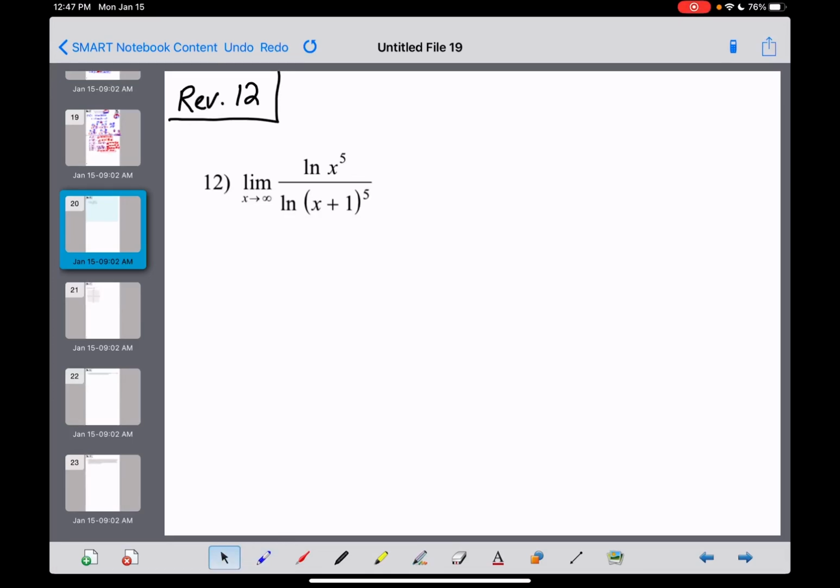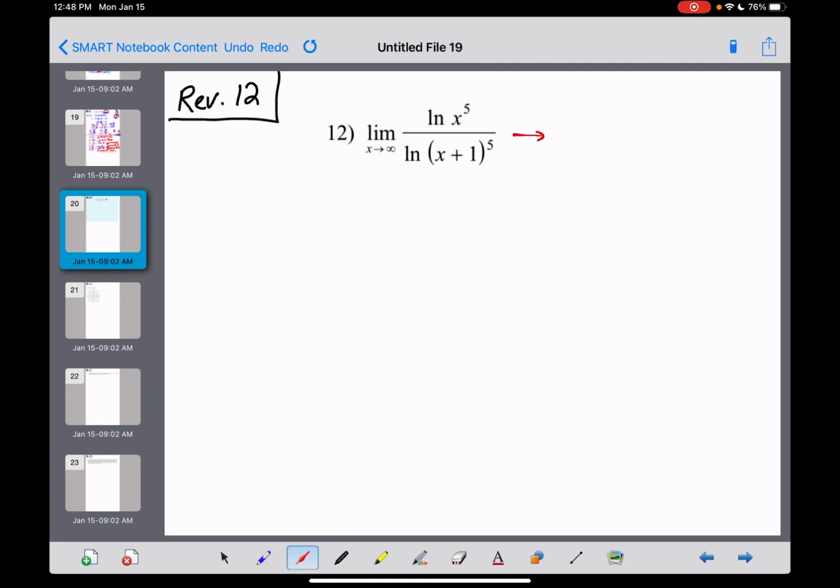Okay, problem 12 on the review worksheet. They were nice enough to tell you that you're supposed to evaluate this limit using L'Hopital's rule. Honestly, though, they don't really need to tell you that. The first thing you would try with any limit problem is direct substitution, or plug and chug. And if we put an infinity in for x right here, let's see what would happen.